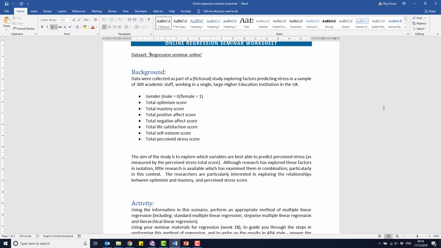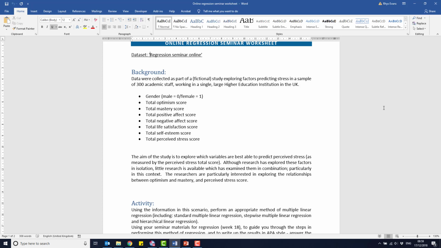Okay. What we want to look at is all of these variables in combination. The aims of the fictional study are to explore these variables together because they've been explored in relation to stress in a hodgepodge way before, perhaps only in isolation or a few variables at a time. So the aim is to look at it together to see whether we can predict UK academic staff perceived stress. In particular, the researchers are interested in relationships around optimism and perceived stress and mastery and perceived stress.